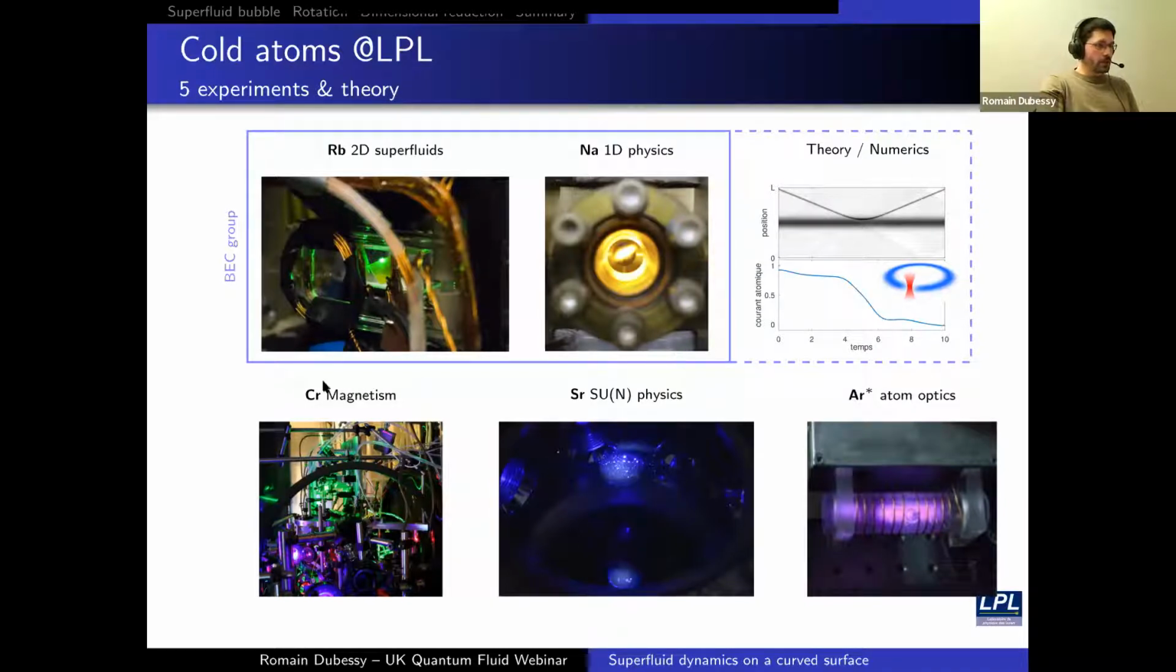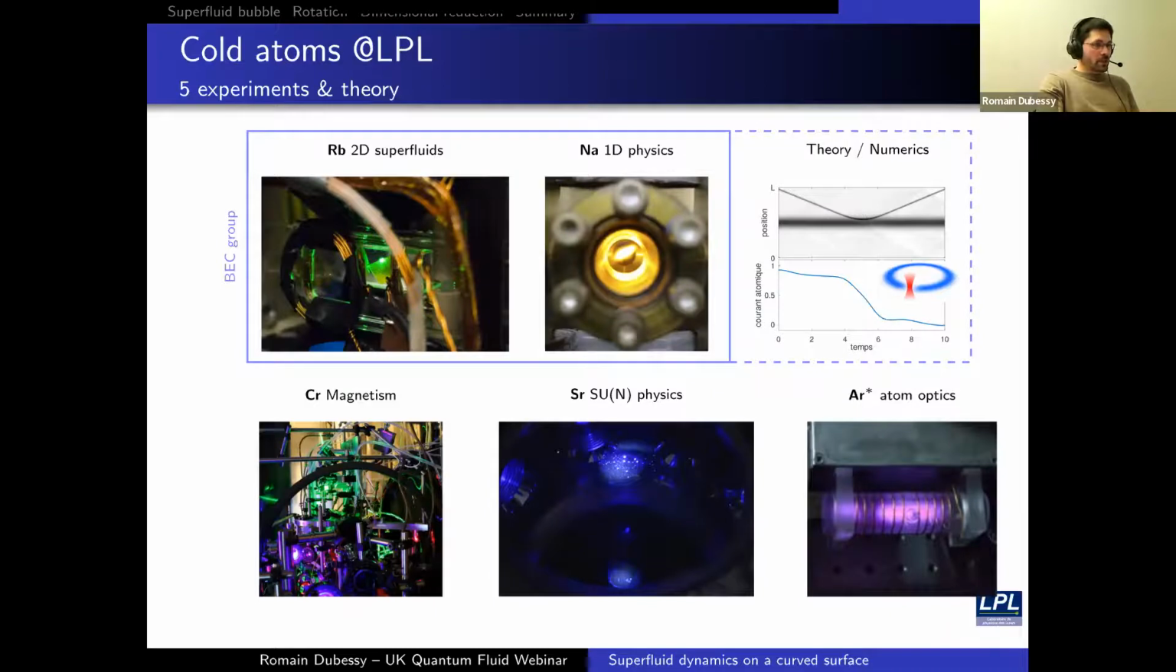And we have colleagues that are experts in optical lattices. So they trap atoms, chromium and strontium, to do mainly quantum magnetism studies in optical lattices. And there is one group dealing with metastable argon and doing atom interferometry and atom optics.